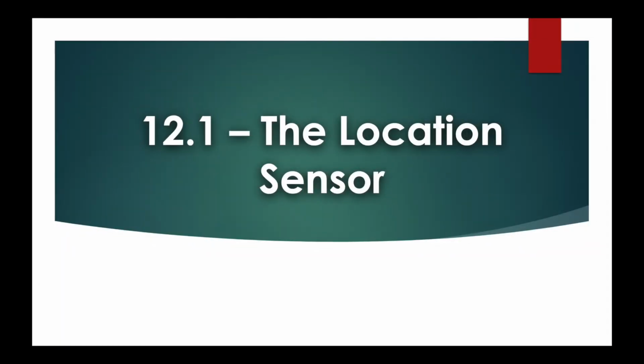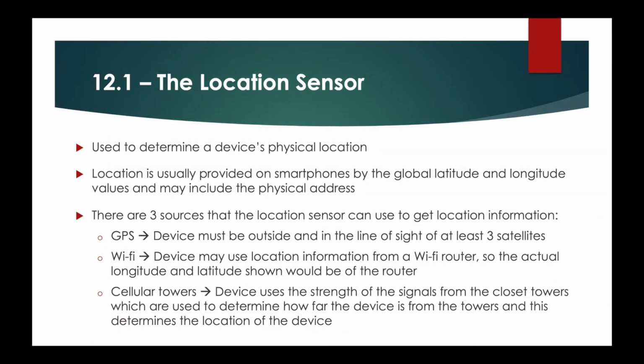The location sensor. The first type of sensor is the location sensor, which is found in the sensors palette. It is a non-visible component that is used to determine a device's physical location. Location is usually provided on smartphones by the global latitude and longitude values and may include the physical address.